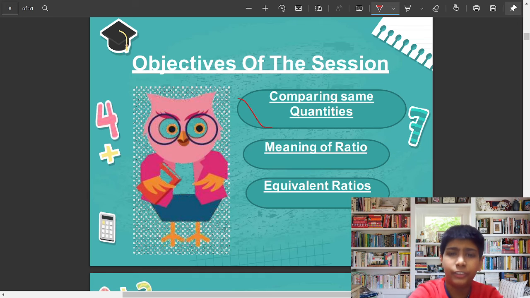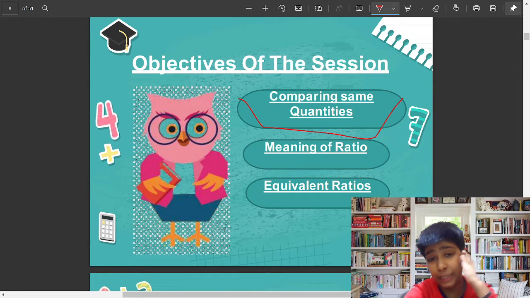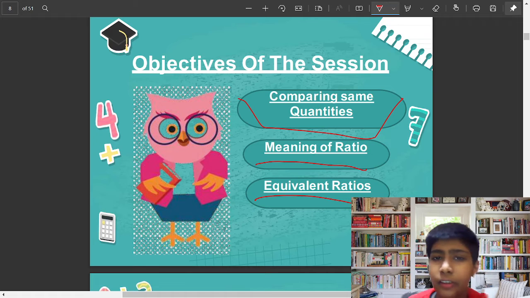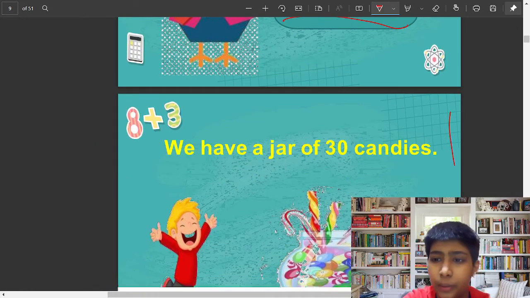Objectives of this session are comparing same quantities, knowing the meaning of ratios, and learning about the equivalent ratios. Guys, this chapter will have 2 sessions. So first session is this, as this is a long chapter.